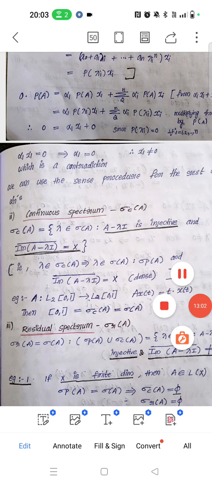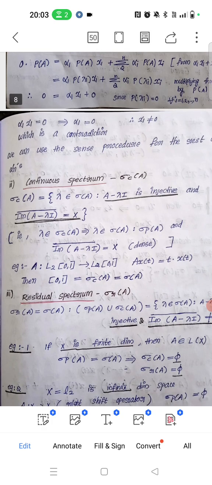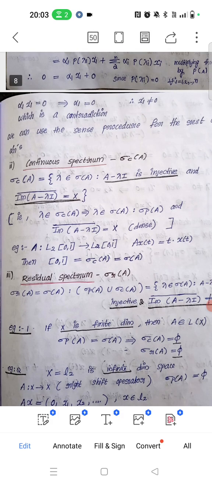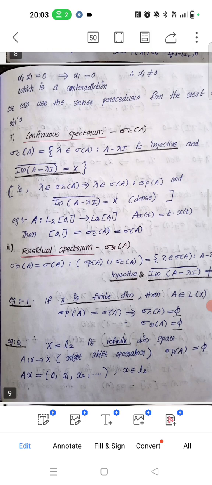Here continuous spectrum sigma c of A. In continuous spectrum A minus lambda is injective and image closure equal to X. Image closure equal to X means actually image of A minus lambda is not equal to X. You note that it is not surjective at a time, because if it is injective as well as surjective, then it automatically becomes invertible, but note that image of A minus lambda is not equal to X here for continuous spectrum, because continuous spectrum is part of the spectrum.